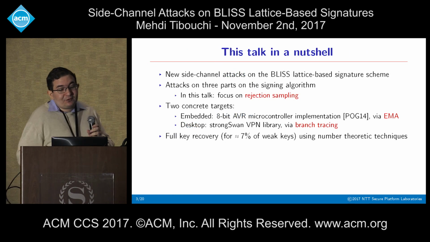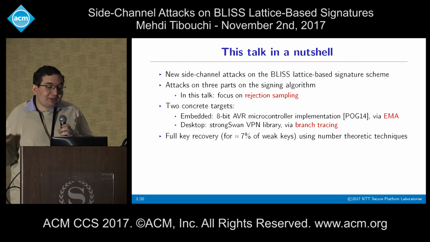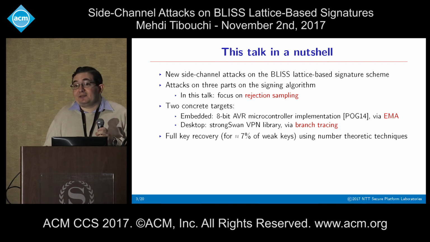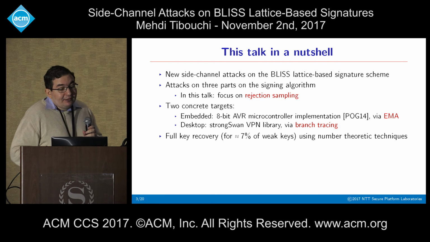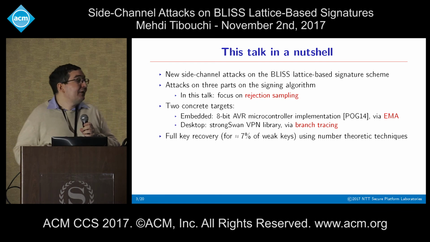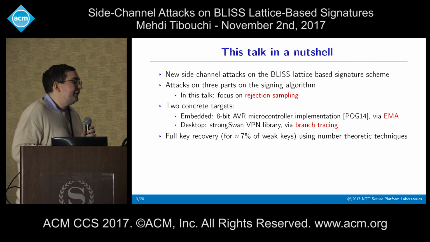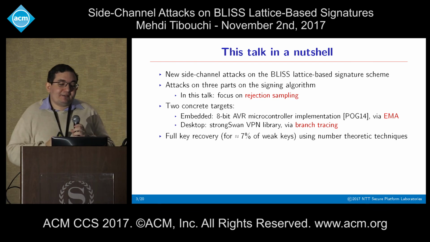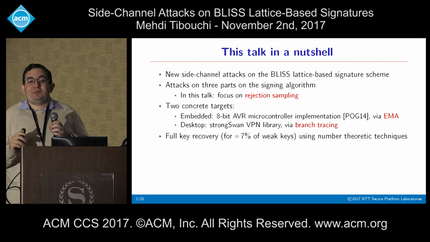So in this talk, what I'm going to do is describe a new side channel attack on the BLISS signature scheme. We provide, actually in the paper, attacks on 3 parts of the signing algorithm. And in this case, I'm going to focus on rejection sampling.